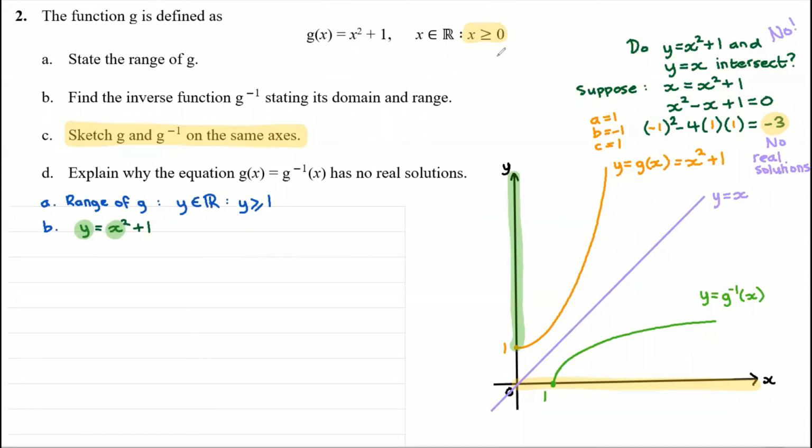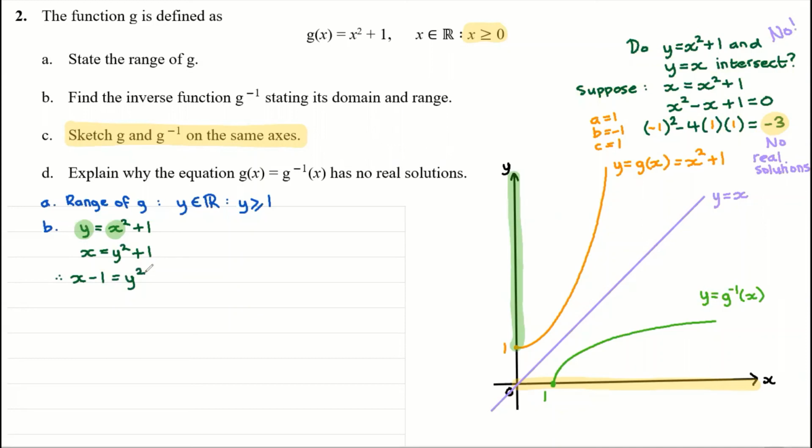Let's go back to the green. So this means that x is now going to equal y squared plus 1. And now we have to make y the subject. So first of all, I'm going to subtract 1 from both sides. We've just got one y term. So therefore, x subtract 1 is equal to y squared.